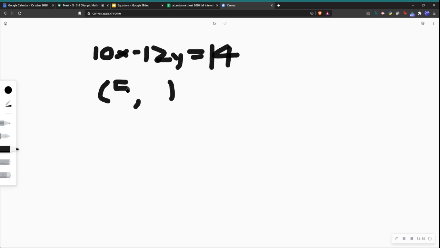I can give you guys one actually. 5 comma 3 should work, right? So 5 times 10 is 50. 12 times 3 is 36. 50 minus 36 gives you 14. So this is one solution.